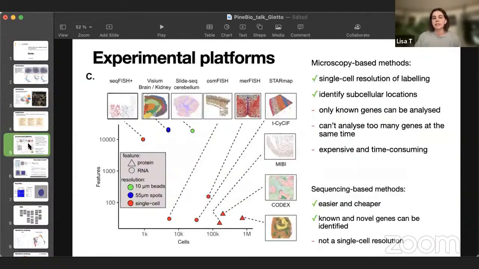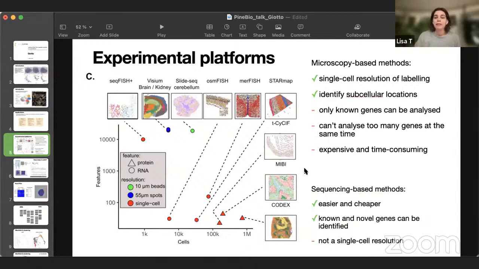So there are different experimental platforms to study spatial single cell. We can separate them into microscopy-based methods like seqFISH, osmFISH, or MERFISH, all the hybridization-based methods, and sequencing-based methods, for example, Visium. The difference is that for microscopy-based methods, since it's based on hybridization, we have single cell or even single molecule resolution. And thus we can identify their locations, if it's in cytosol or in nucleus or somewhere else.